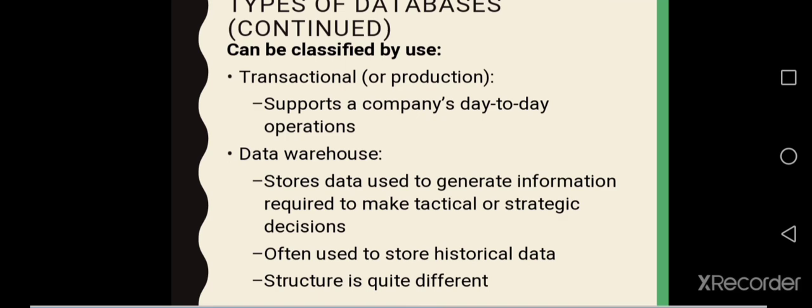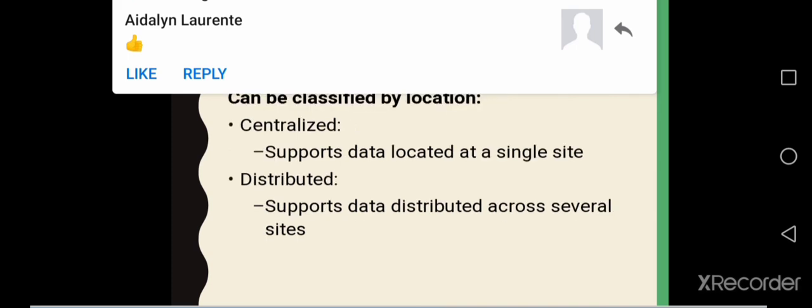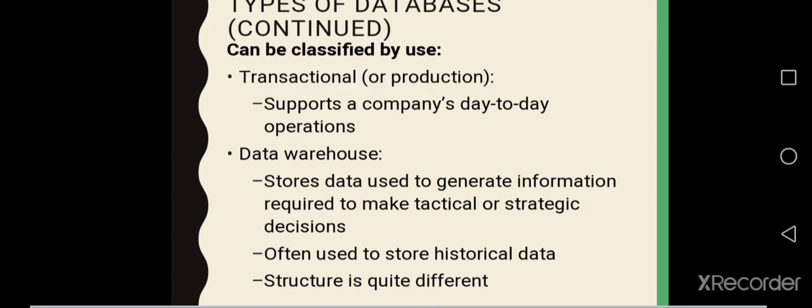Types of databases can also be classified by use. We have the transactional database, or what we call the production database. This database supports a company's day-to-day operations. Another one is the data warehouse.